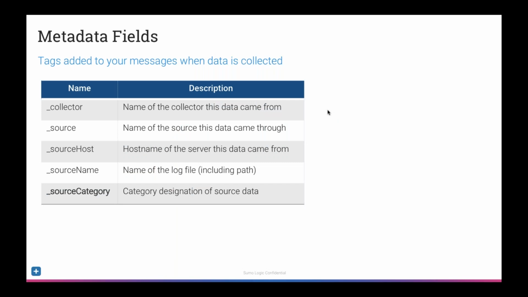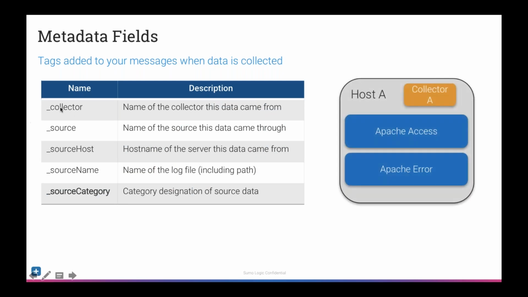One of the things you have to keep in mind is every single message that comes into Sumo Logic gets tagged with these 5 metadata fields. We take the name of the collector that this data came through, the source where that data came from, whether it came from Apache Access or Apache Error, the source host, in this case host A, the source name, which is the actual log file, including the path of where that data came from, and something we call source category, which is a designation that could be anything that you want.